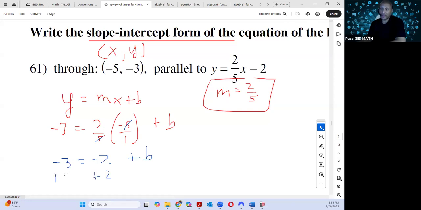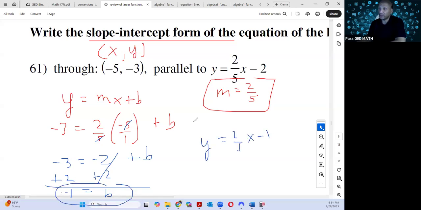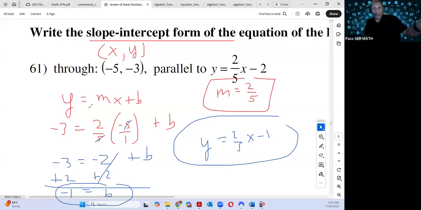Add 2 to both sides. My b is -1. My slope is 2/5. Y equals 2/5 x minus 1. The first way I showed you was to eliminate using the multiple choice. The second way is, if you're given a point and a slope, plug them into y equals mx plus b. The third way is using your calculator.